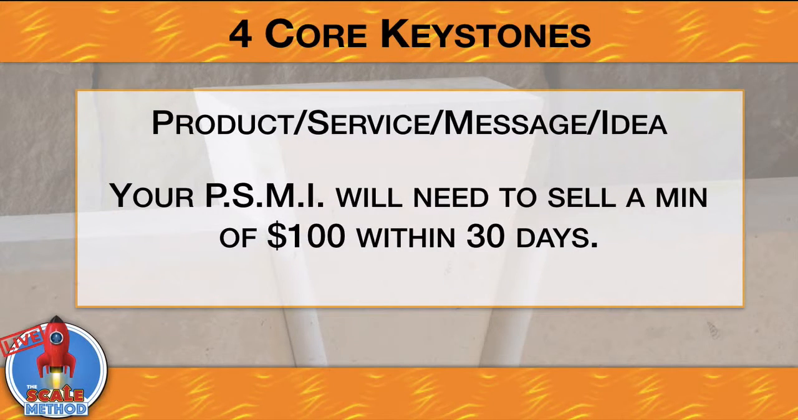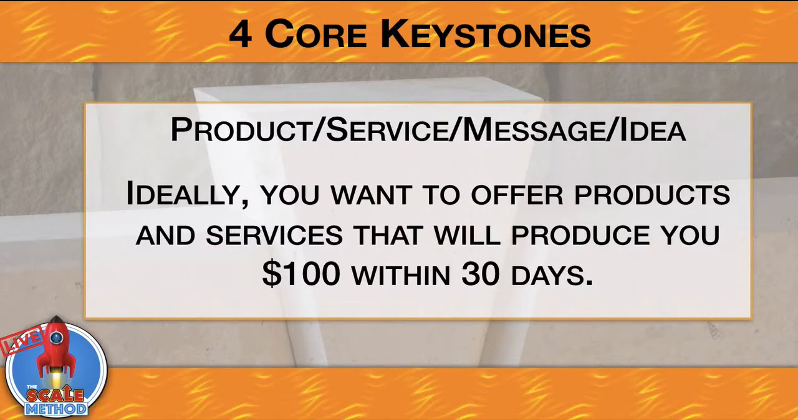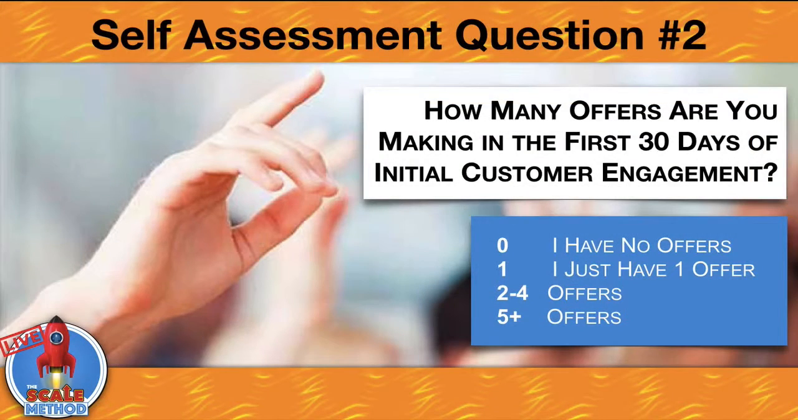Now, product, service, message, or idea. Your PSMI will need to sell at least a minimum of $100 within 30 days for this all to work. You must sell at least something worth $100. Ideally, you want to offer products and services that will produce you $100 within 30 days. See, the most critical thing is you need to be selling something within the first 30 days to make up for your ad cost and ad spend. And then we're going to talk about growing that lifetime value of your customer.